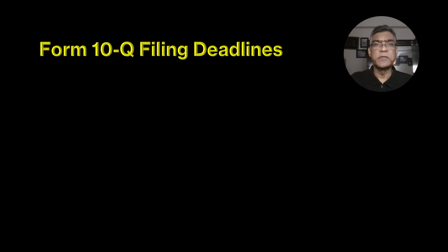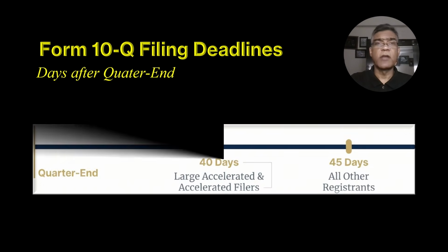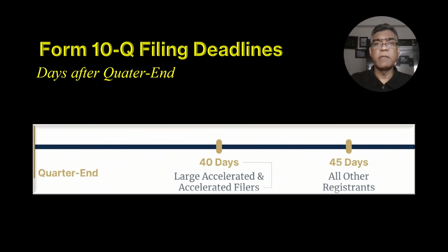Let's talk about timing because quarterly reporting is all about precision. Form 10Q deadlines are shorter than the 10K, reflecting the SEC's expectation for timely updates between annual reports. For large accelerated and accelerated filers, the deadline is 40 days after quarter end. These companies have the systems and scale to report quickly. For all other registrants, the window extends to 45 days, giving smaller entities a bit more time to finalize their data. Why do you think the SEC tightened the timeline for larger filers?